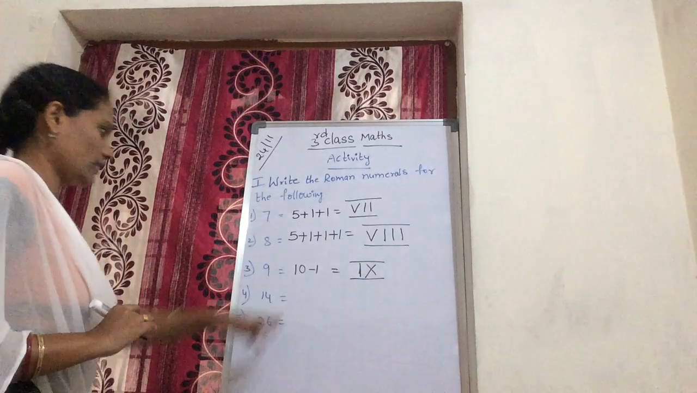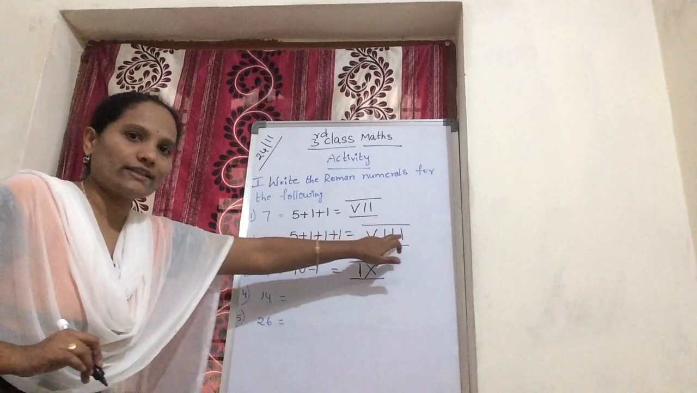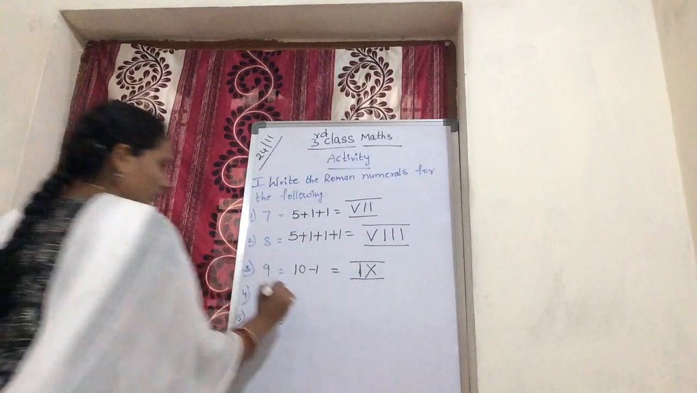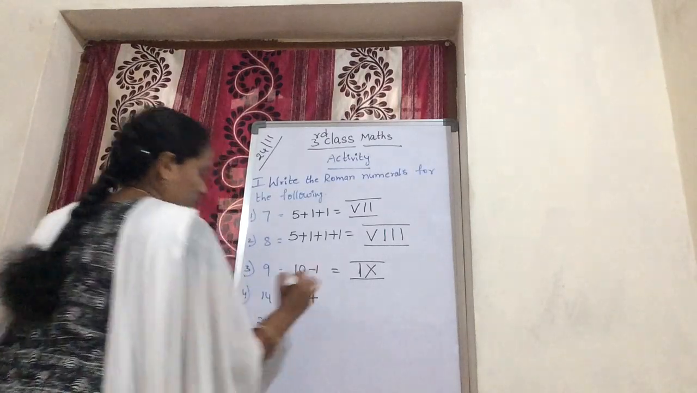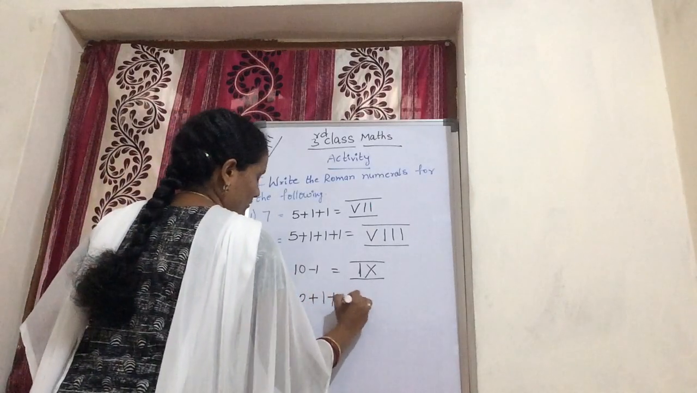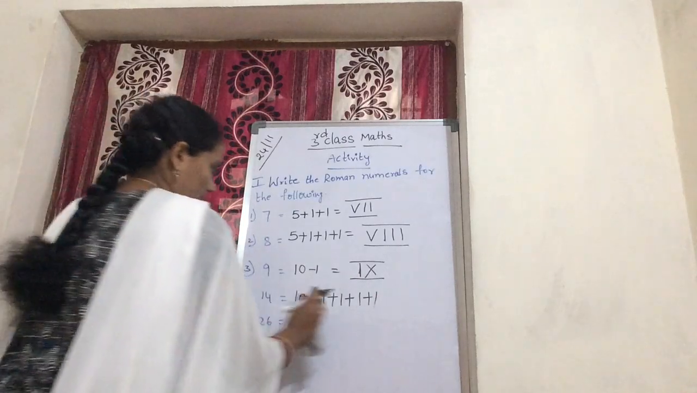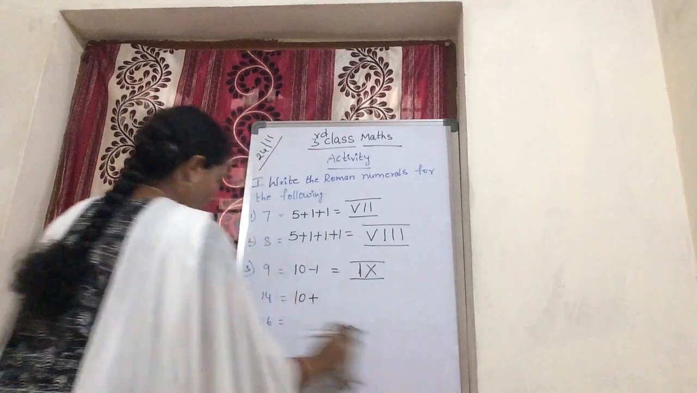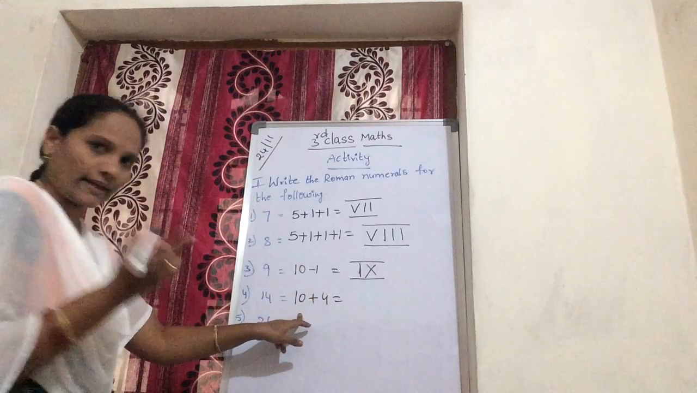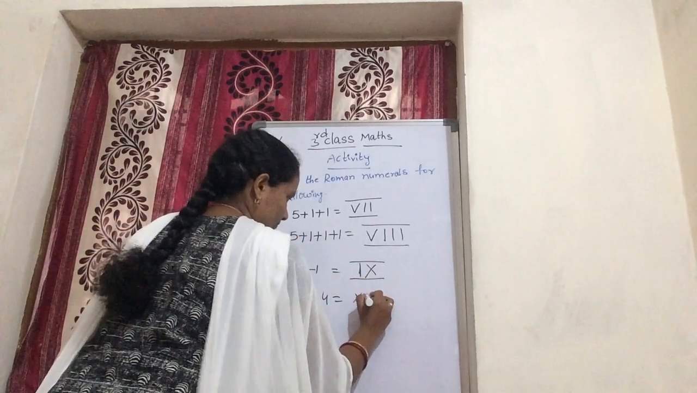Got it? Here doing subtraction, so you write before. Here doing addition, so you write V after. Next, 14. Now 14 is 10 plus 1 plus 1 plus 1 plus 1. Is this correct? No. This is not correct because you don't repeat 4 times. So 10 plus 4. You know 10 is X. Now 4 is IV.